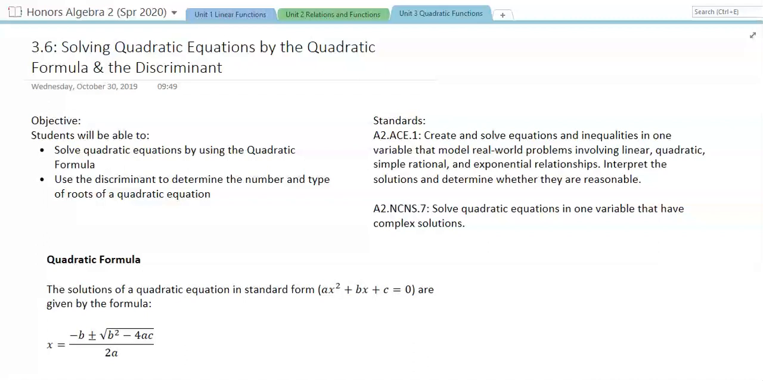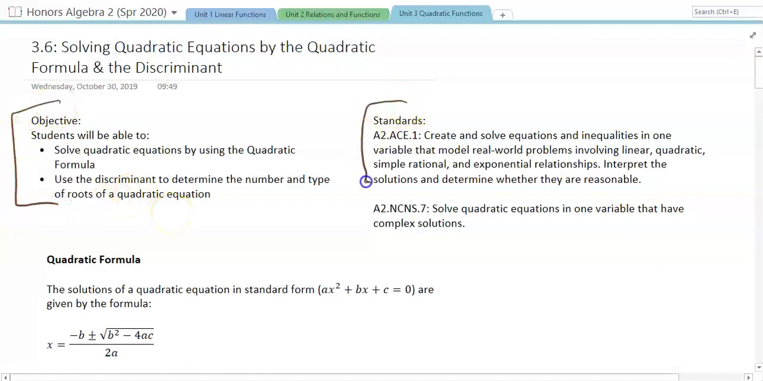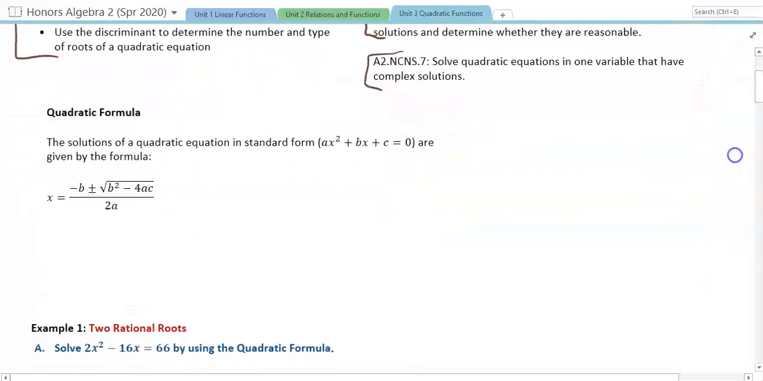We're looking at 3.6 on solving quadratic equations with the quadratic formula and also looking at the discriminant. Our objectives for today are that you'll be able to solve quadratic equations by using the quadratic formula and using the discriminant to determine the number and types of roots of a quadratic equation. This again applies to our standards where we're solving one variable problems including quadratics, and also to solve quadratics that have complex solutions. And so we're going to look at the quadratic formula.